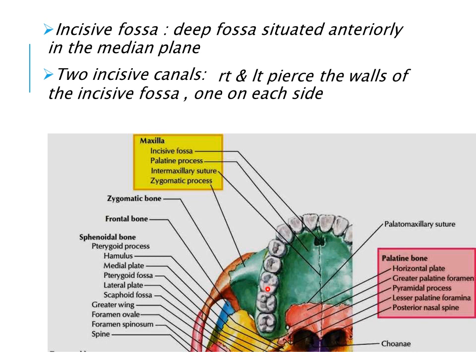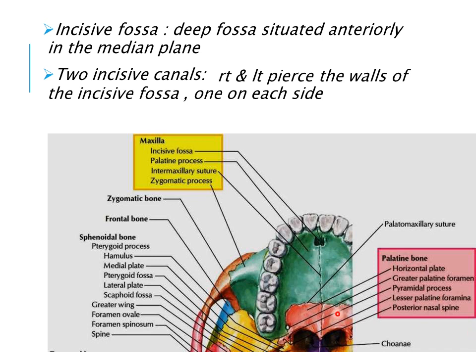Okay, so let us just look at the parts over here. So the maxilla we have here, the incisive fossa, the palatine bones we have, the palatine process, this is palatine process of the maxilla, and we have the intermaxillary suture. Then we have the zygomatic process of the maxilla, these are the palatine process of the maxilla, and this is incisive fossa. So these are the parts of the maxilla actually.